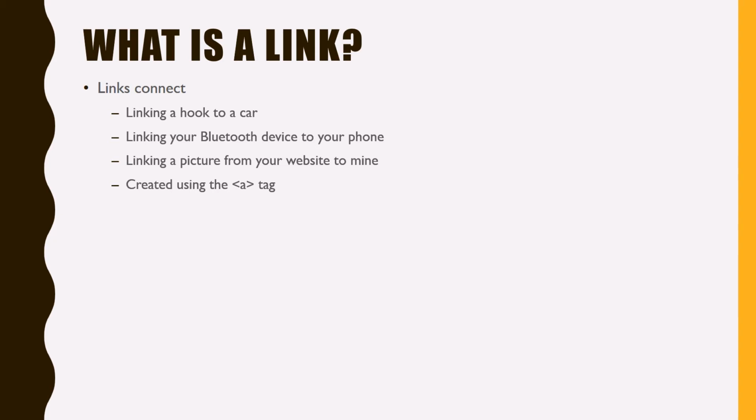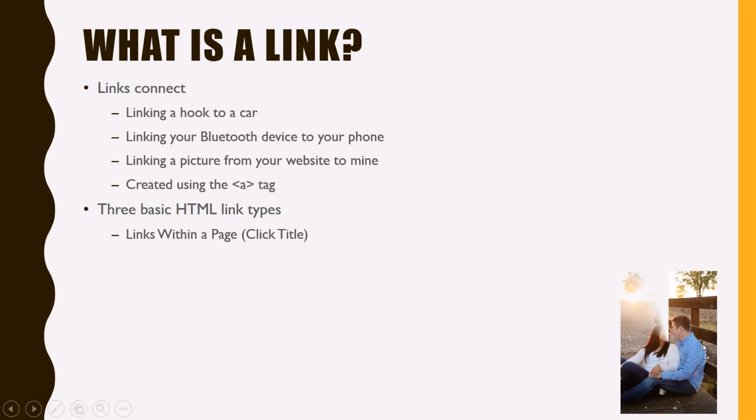We typically link things using the link tag, which is the A tag. There are three different basic HTML link types. The first one is a link within a page. For example, if I click on this link right here, it will pull up this, which is inside the page. So by clicking on this, it brings up something that's in the same page.